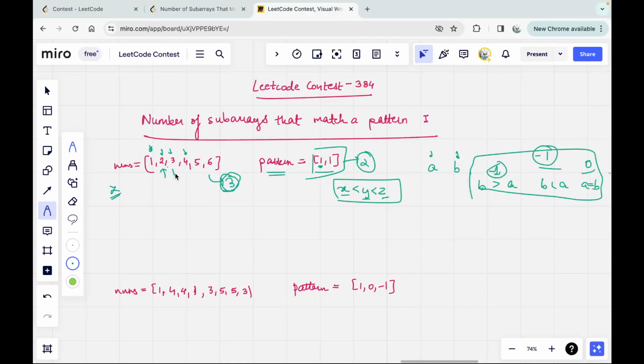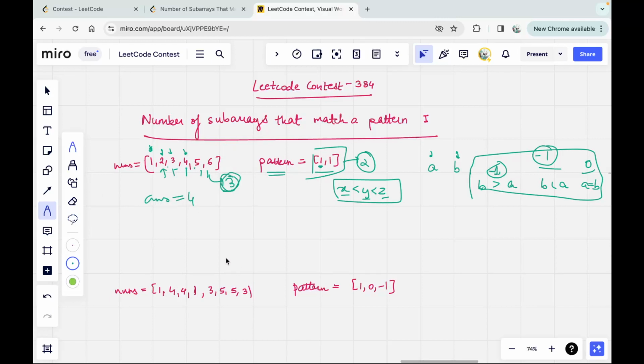Then we will come to 3. So 3, 4, 5. Again it holds true. So 3 subarrays in total. Then we will come at 4, 5, 6. So now the answer becomes 4. And obviously now we cannot consider any more subarrays of size 3. Right? So answer in this case would be 4.